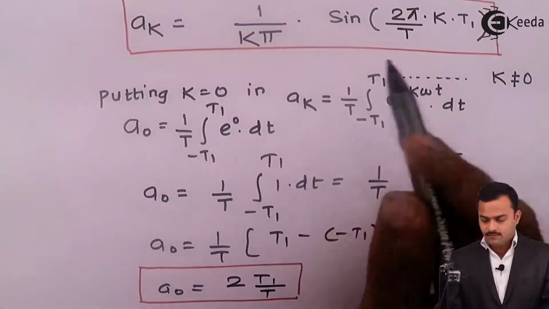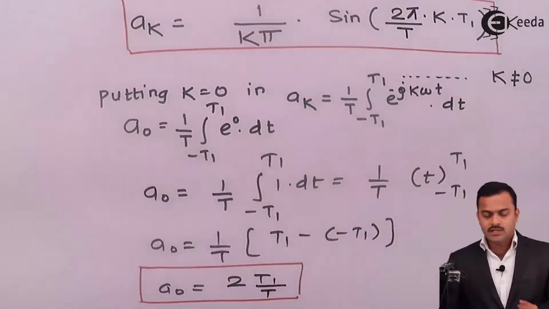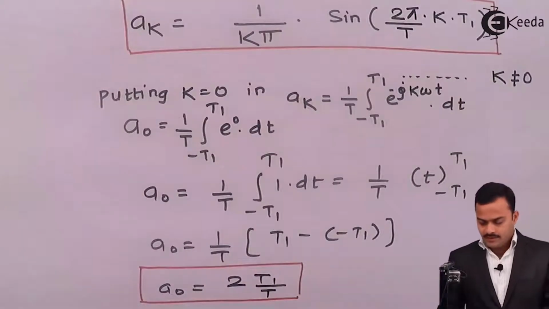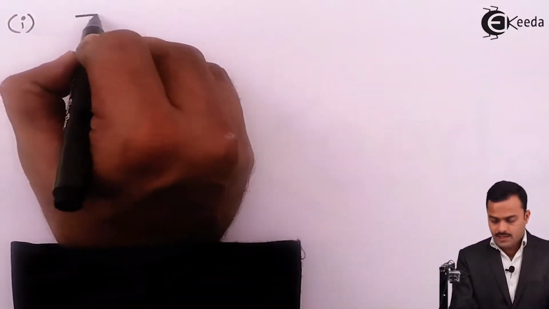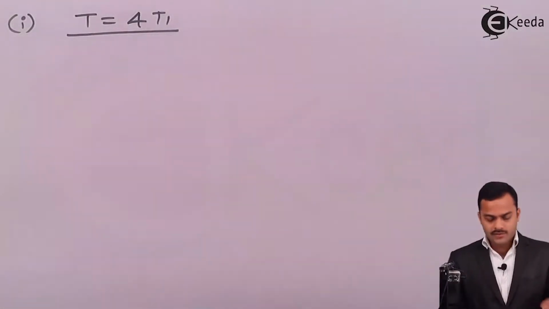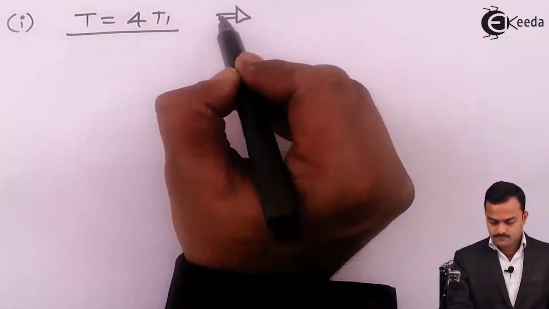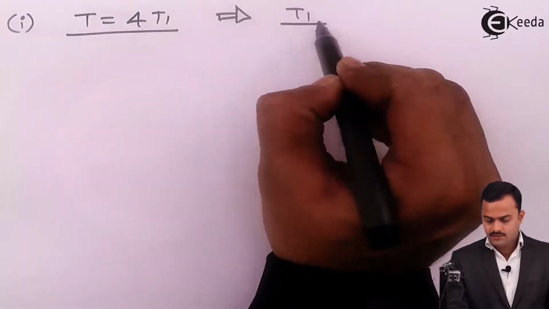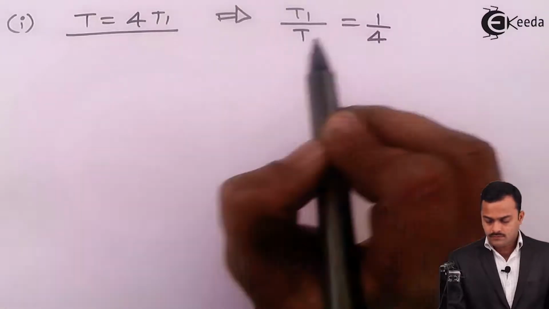Now our answer is complete over here. So by selecting the values of t1 as a ratio of capital T, we can plot it. Meaning, let's try out one ratio. So we will consider first the ratio where capital T is 4 times t1. It's just a random ratio we have selected. So this implies t1 by t is nothing but 1 by 4.